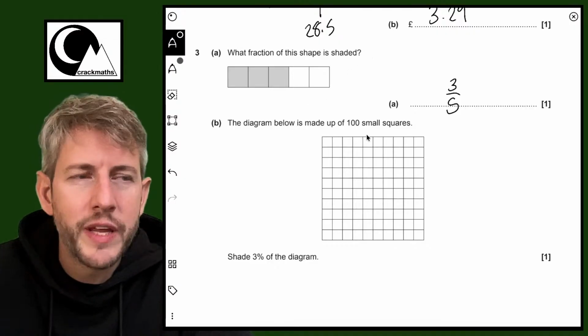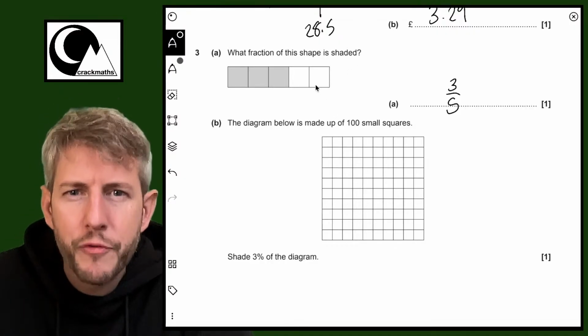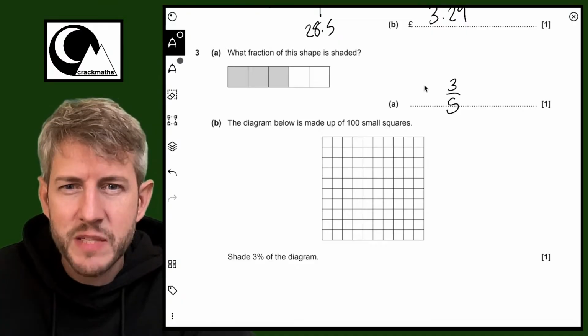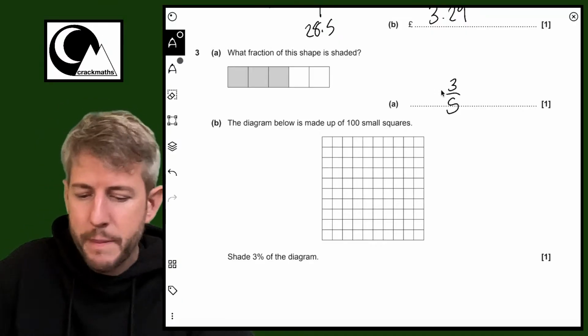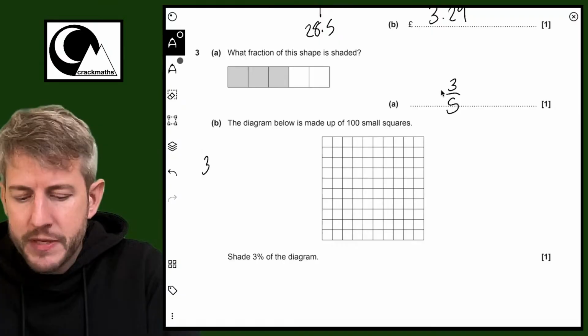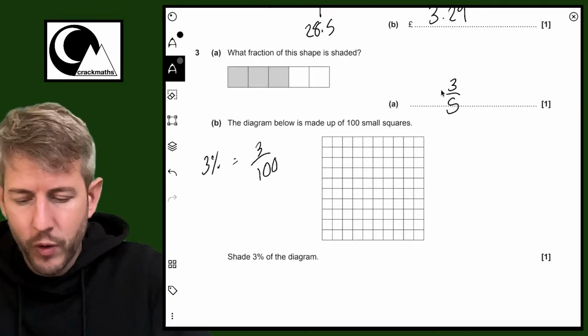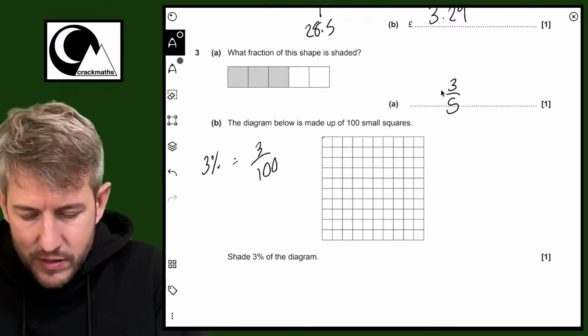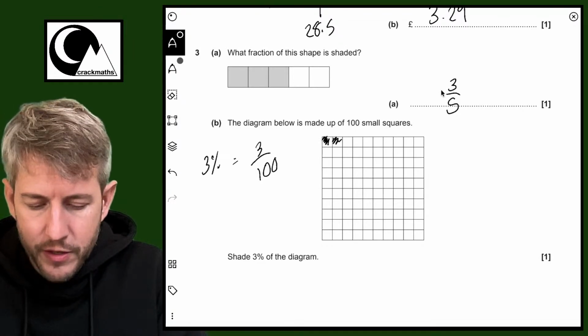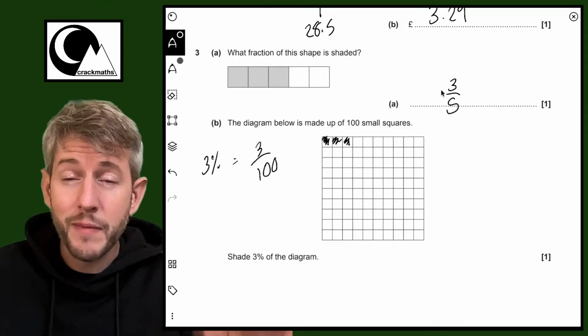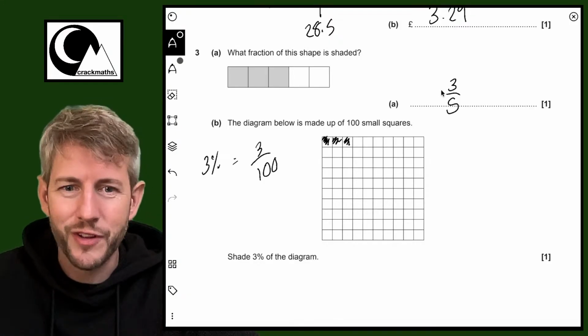And then next one here, we've got section B. The diagram is made up of 100 small squares. Shade 3% out of 100. Well, 3% means 3 out of 100. So therefore, we're going to shade 3 of these squares. 1, 2, 3. It doesn't matter how you shade them. That's how we're just going to do that.